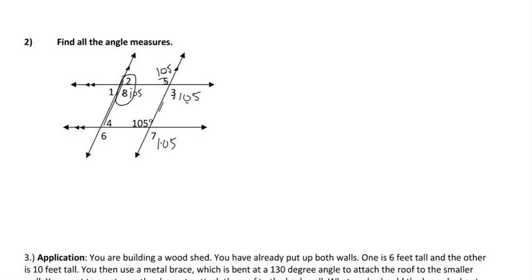These ones are linear pairs. They must add up to be 180, so this has got to be 75. You can see how I'm just using logic to jump around the figure. Oh, now I know this one. These are vertical angles. If that's 75, then that one must be what? 75.